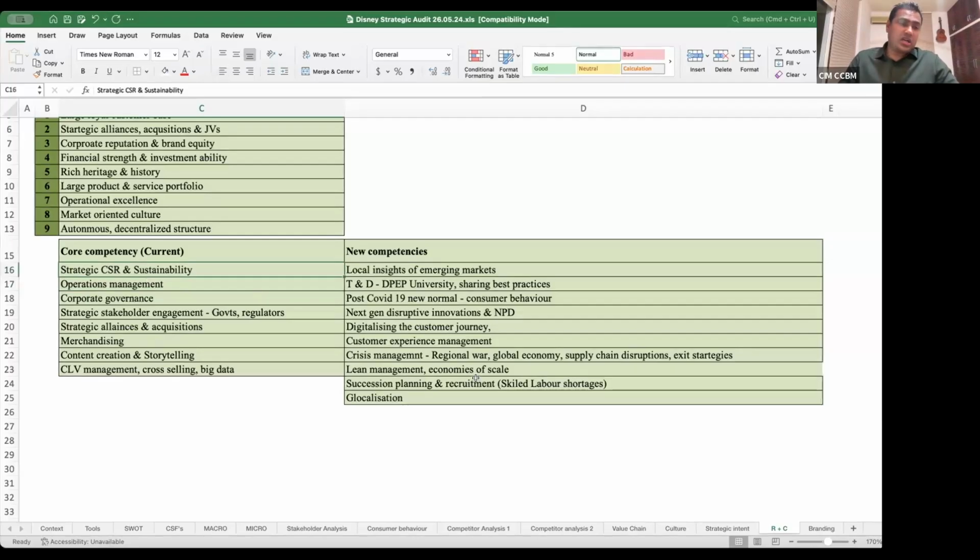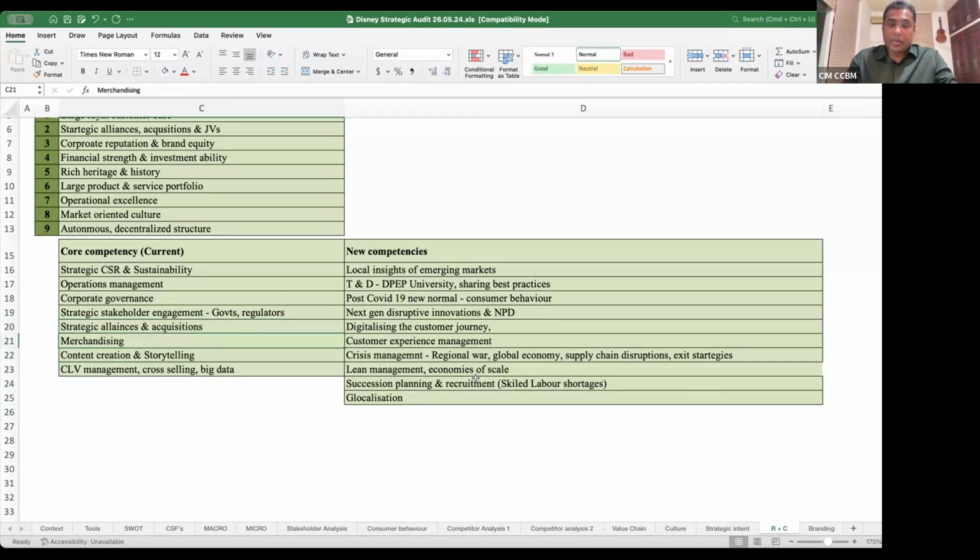So our current core competencies are, we do a fair bit of strategic CSR and sustainability, the case study tells us. I saw that as a current competency. We are also managing operations well, corporate governance record, strategic stakeholder engagement in terms of all the governments and regulators, because you operate in so many markets, and strategic alliances and acquisitions. You have grown exponentially through strategic alliances and acquisitions.